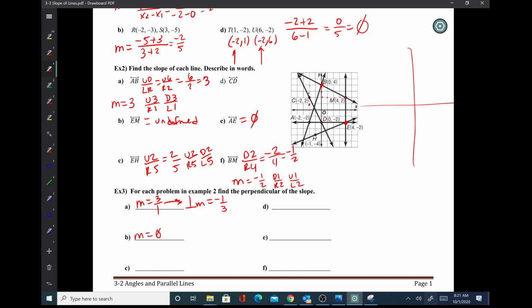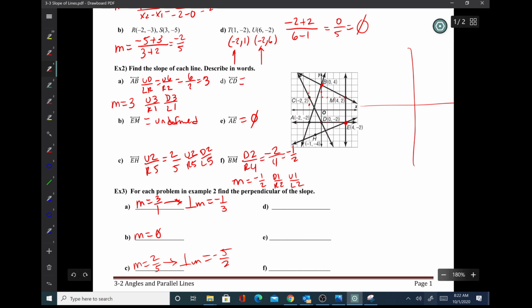Letter C, the slope is 2/5, right? So the original slope was 2/5. To find the perpendicular slope, we flip it upside down and we negate it: negative 5/2. All right, letter D, we didn't do D, did we?